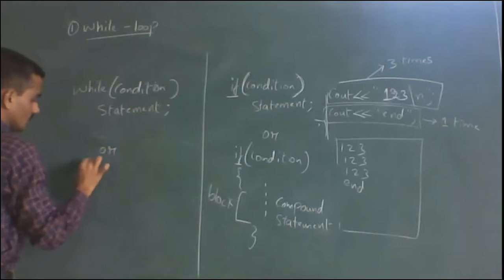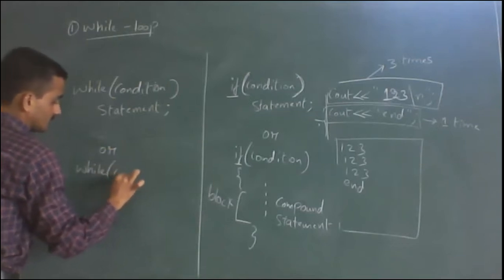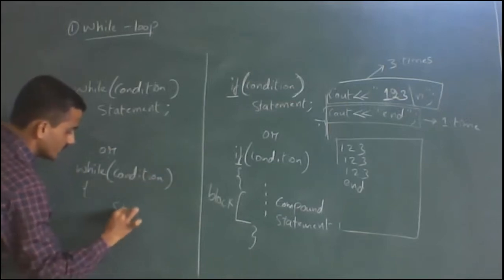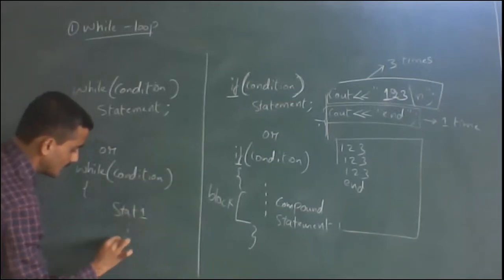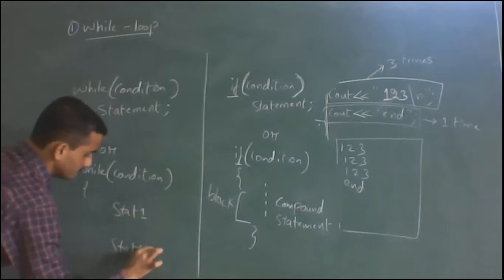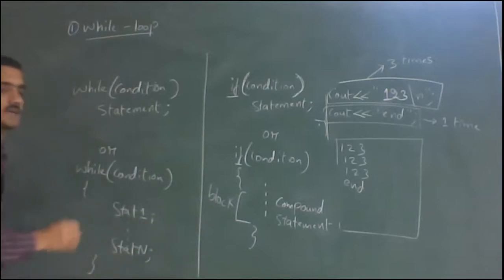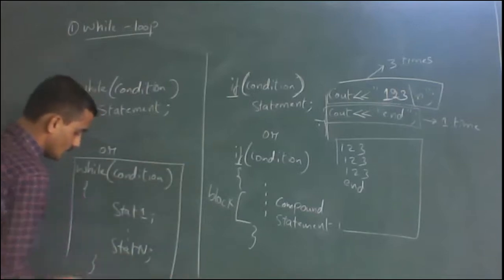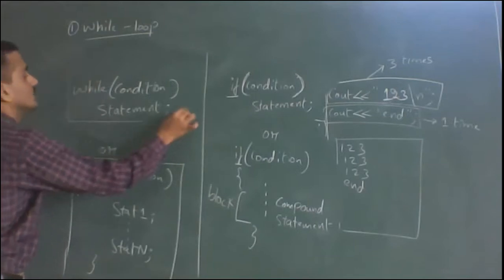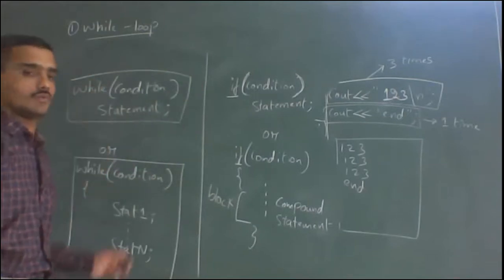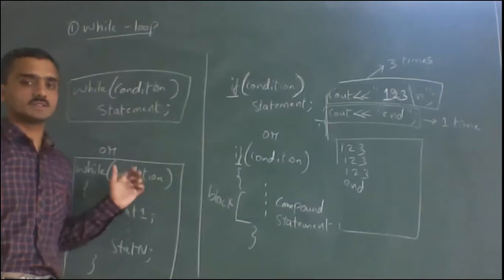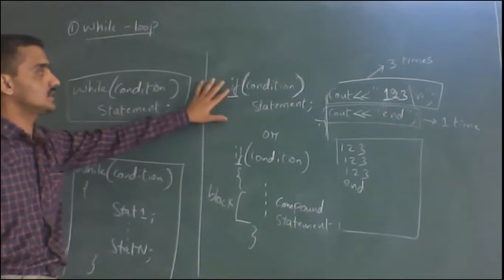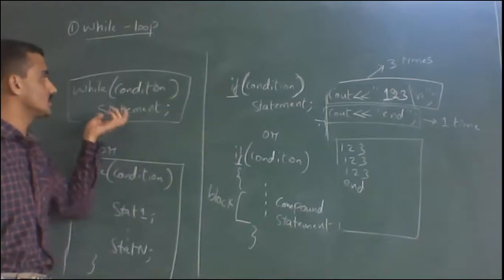Similarly, for while condition, statements 1 to n. Again, this is called a block, with an opening brace and closing brace. So this is the syntax of while. You can write any one syntax, and whichever syntax you write, you have to explain that syntax. I hope you came to know the difference. In the case of the if condition, we use the word if; in the case of while, we use the word while.